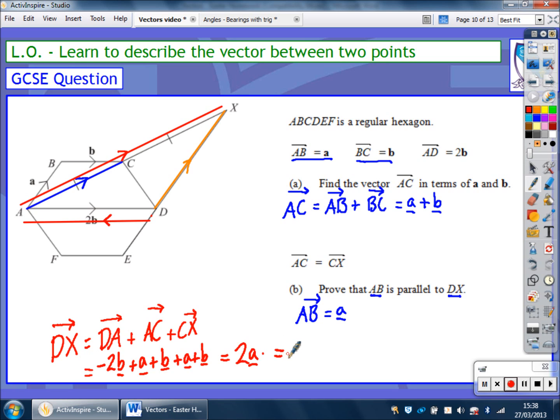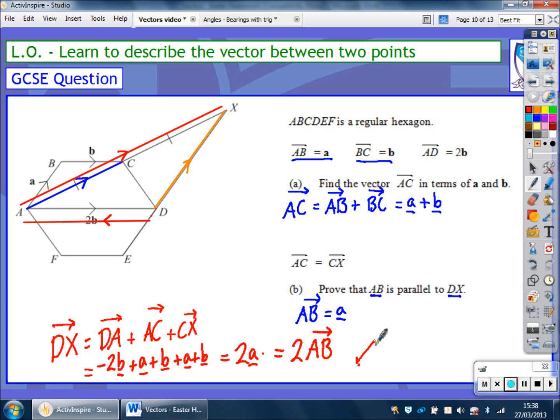And because AB is a, that means that DX is 2 times AB. And so we've proven that they're parallel. Okay, we've proven that they're parallel because DX is just 2 times AB. So obviously it's going in the same direction as A to B.